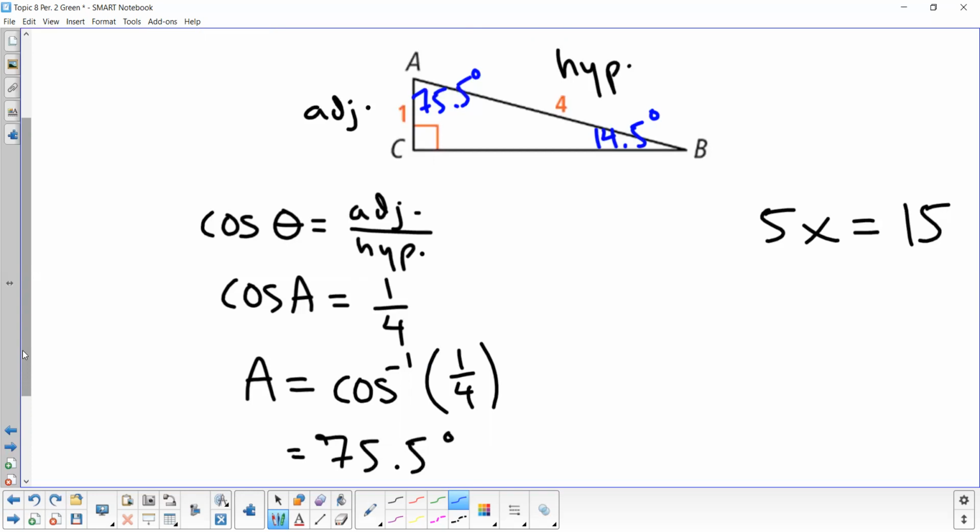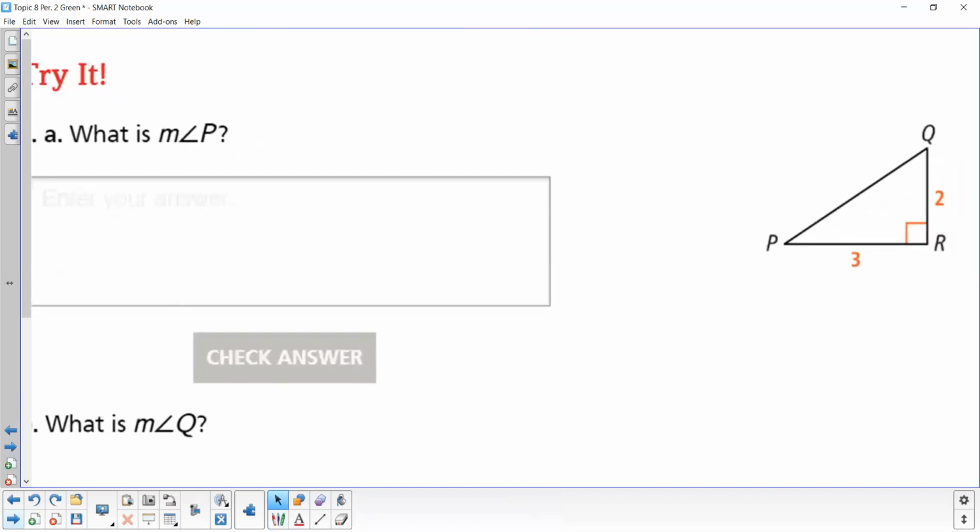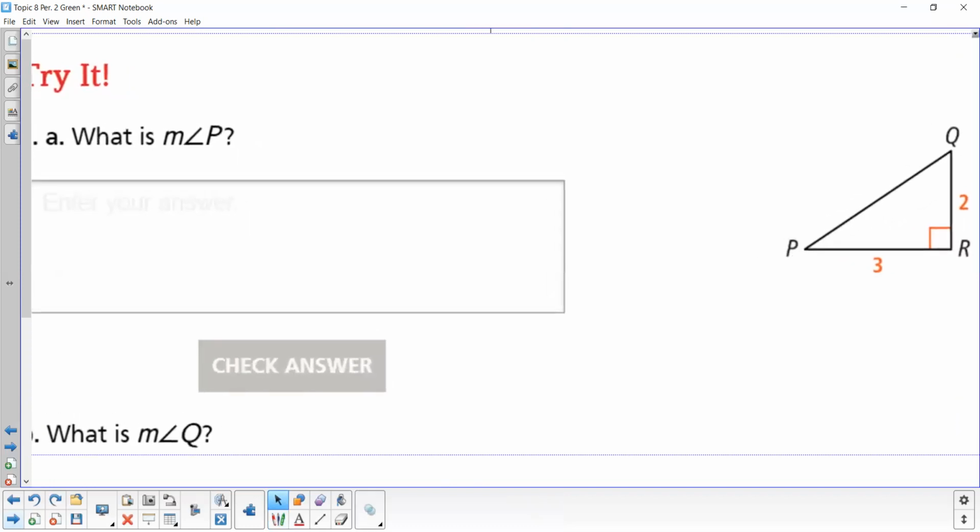Because, like I said, we could have solved for angle B first, just using inverse sine instead. Does it give you 14.5 more or less? If you guys do one on your own here, there you go. Solve for angle P or Q first, and then use triangle sum to get the other one.